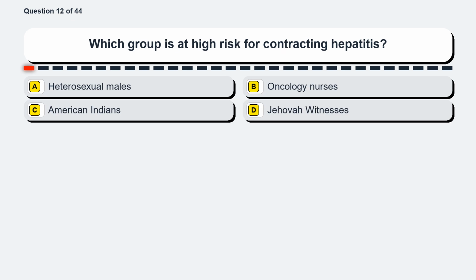Question 12. Which group is at high risk for contracting hepatitis? Option A. Heterosexual males. Option B. Oncology nurses. Option C. American Indians. Option D. Jehovah's Witnesses.